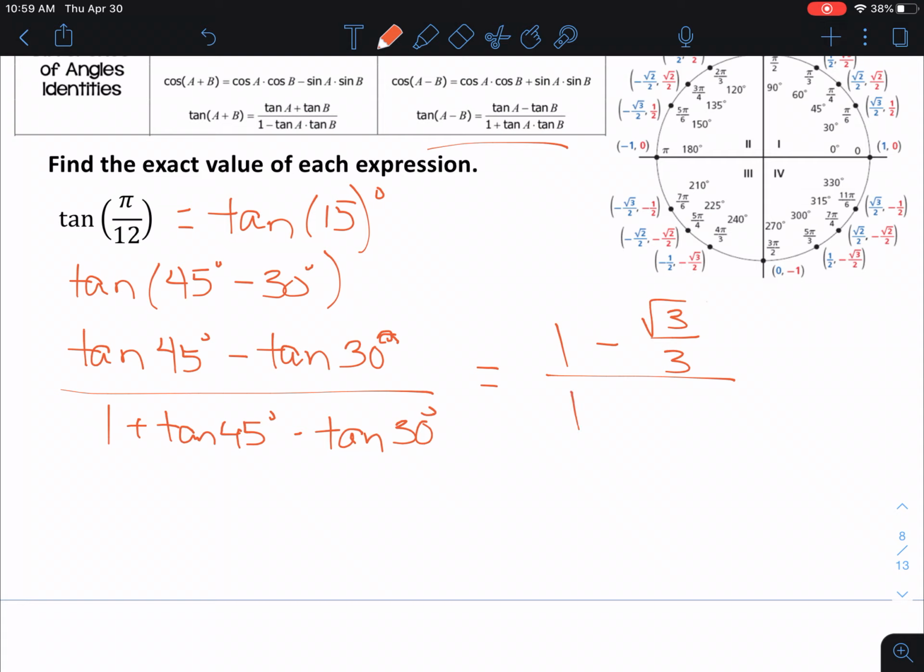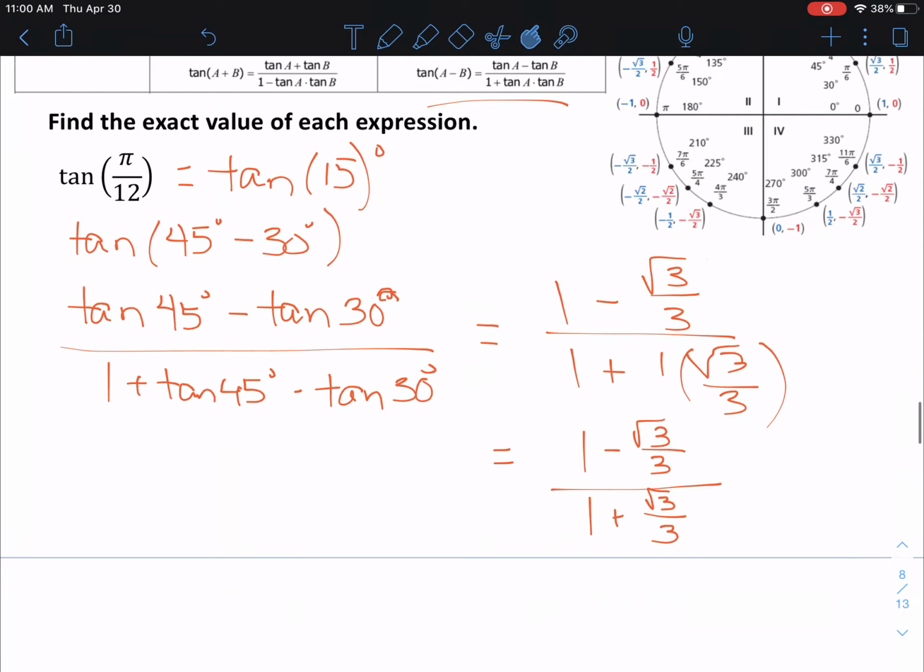This here I have 1 plus, now remember you got to do this multiplication first, but tangent of 45 is just 1, and then tangent of 30 is square root of 3 over 3. Okay, it's kind of hard to read. So really what I end up with is 1 minus square root of 3 over 3 divided by 1. Make sure you multiply 1 times square root of 3 over 3 first before you add, so this would be 1 plus square root of 3 over 3. Okay, so now there's actually a lot to figure out with this, so I'm going to go to the next slide and figure this out.